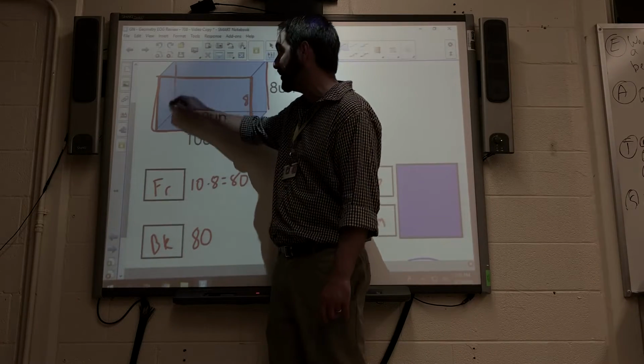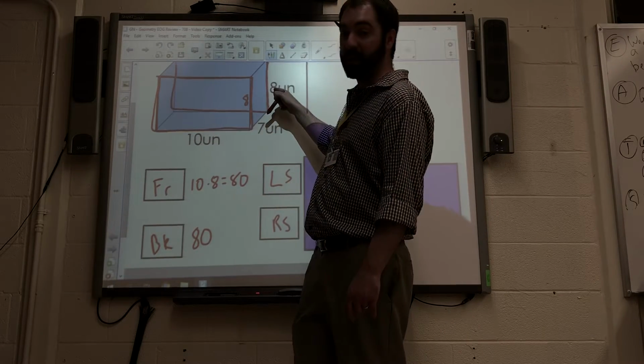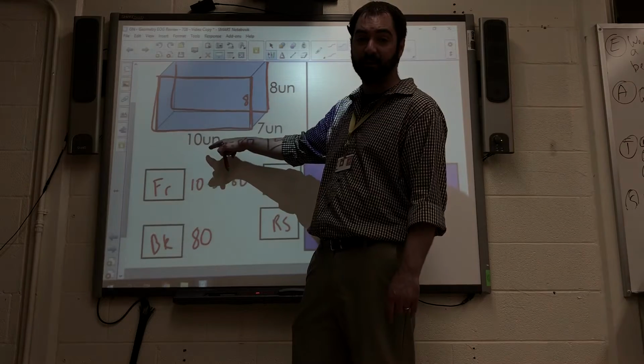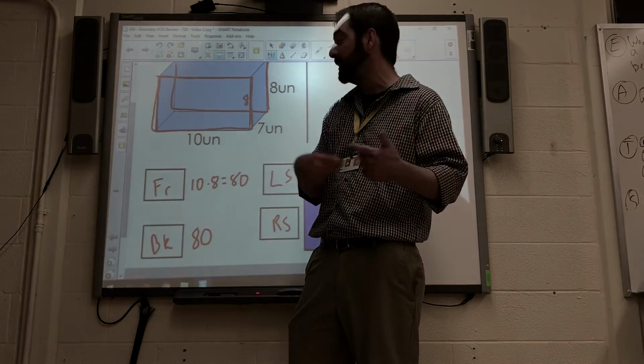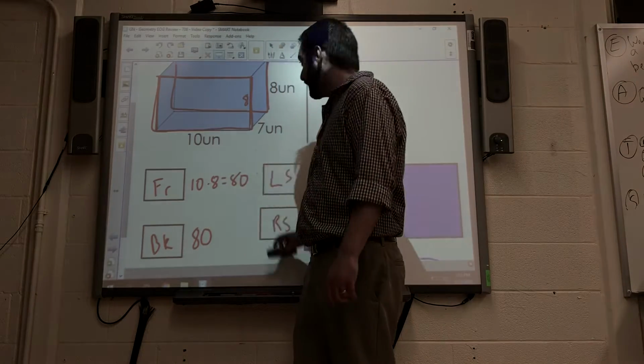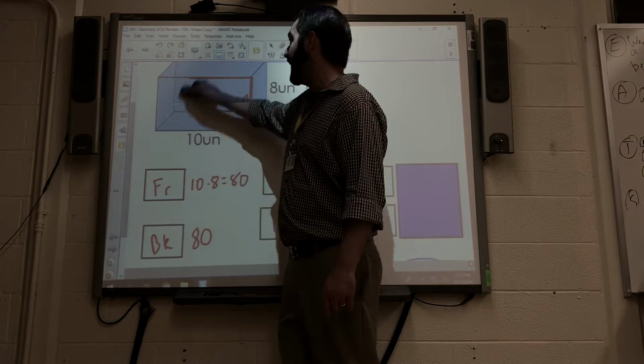Sometimes you have to trace the back too. That's another good strategy. See, I passed just 8 on the back and just 10 on the front. And again, we know the front and the back are the same, so we know the length is 10, the width is 8. From there, I'm going to move on to one of my sides.